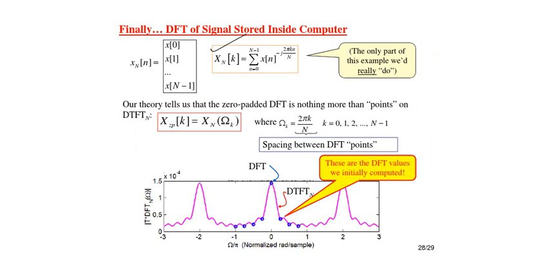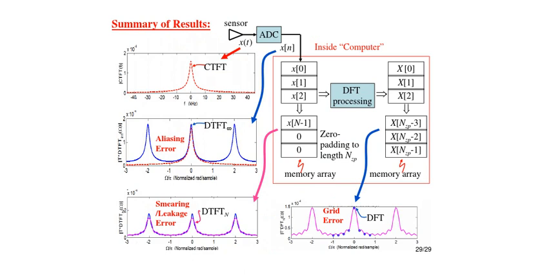Now if you summarize all the results in a single slide, you can see that your CTFT is looking like this, which is actually the physical signal. It could be a speech signal, a logic signal, or it could be a radar signal. So your infinite duration DTFT can cause aliasing, although it can be removed by faster sampling. So truncation is causing your leakage error, and your DFT is causing the grid error, right?